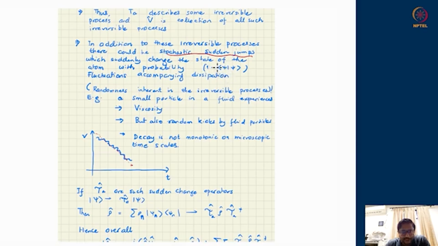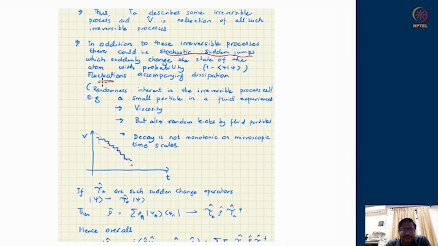But if this 1 minus <psi|psi> also keeps jumping in time up and down, some higher probability, some lower probability, some higher probability, some lower probability, fluctuating about its central value, that means it is not smoothly going down. For example, in a curve like this, the probability is not simply going down like this, but it is going down with a zigzag kind of motion around its central value.